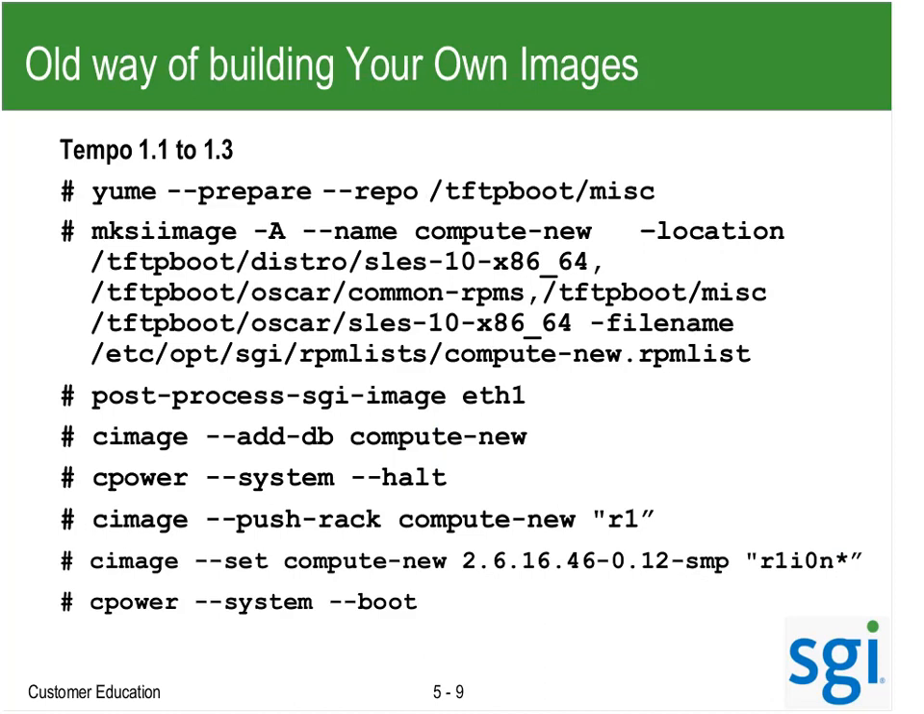This is the old way if you're on Tempo 1.1, 1.2, or 1.3, and I wouldn't be running Tempo 1.3 or earlier. But in the older days, you'd do a yum and then make SI image and then post-process. Some extra steps there. I'm just skipping over that. That's not relevant to us anymore.